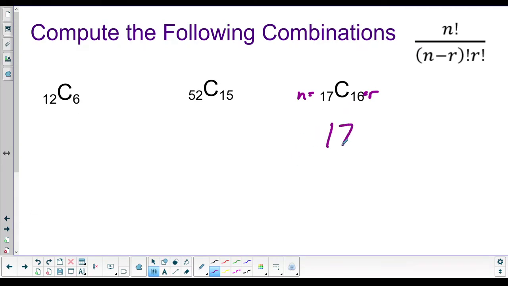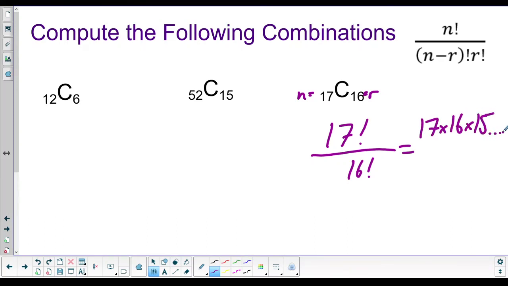So we have 17 factorial over 17 minus 16. This is 1 factorial times 16 factorial. Okay, 1 factorial is 1. So times 1, this doesn't do anything. Right? And then let's look at this. 17 factorial is 17 times 16 times 15, and so on. On the bottom, this is 16 times 15 times, and so on.